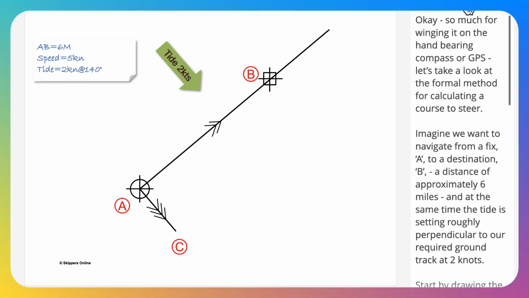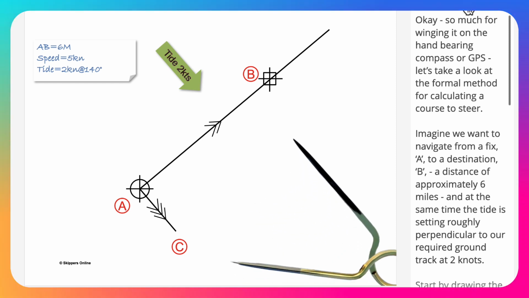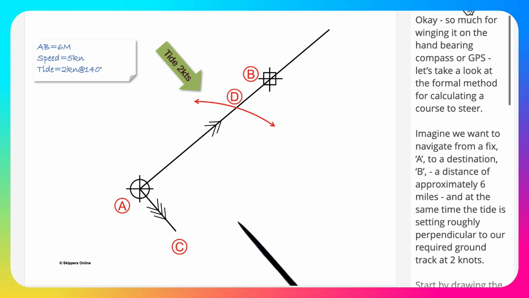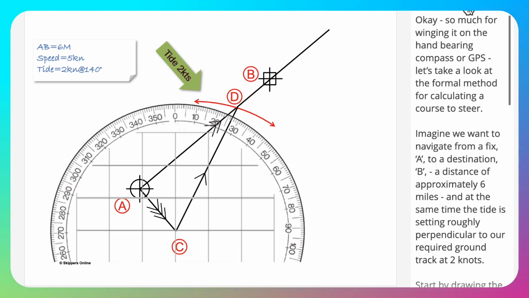We then arc the distance we will travel in an hour, which is, rather obviously, 5 miles, from point C to intersect the ground track to find point D. Now plot your course to steer, CD, and measure it with your protractor. In this case, it's 027 degrees true.